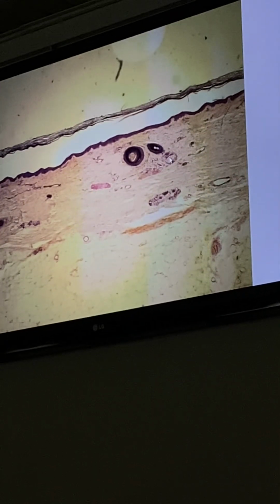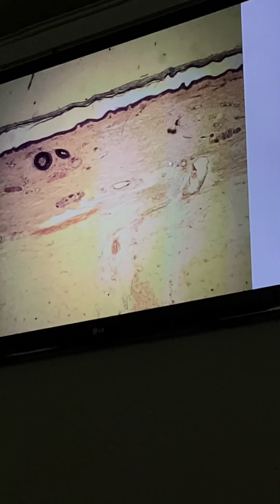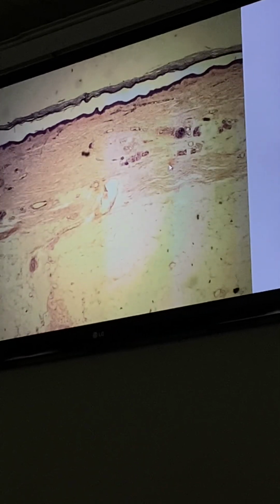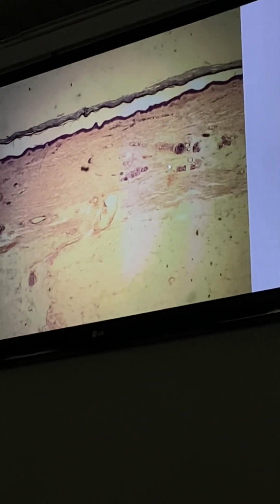At the higher magnification, you can see the layers, basale, spinosum, granulosum, and corneum. This is the hair follicle with part of the sebaceous gland. Also sweat gland is present. Any question about this slide? This is a section in thin skin.